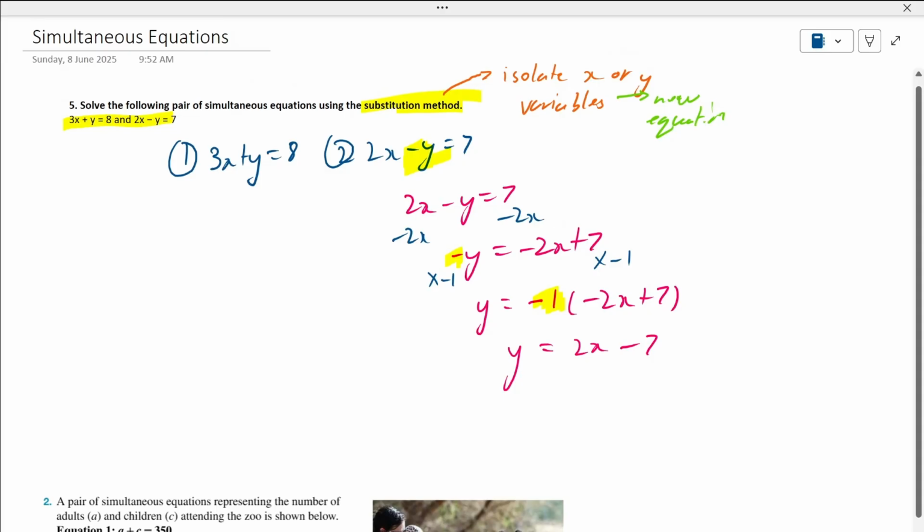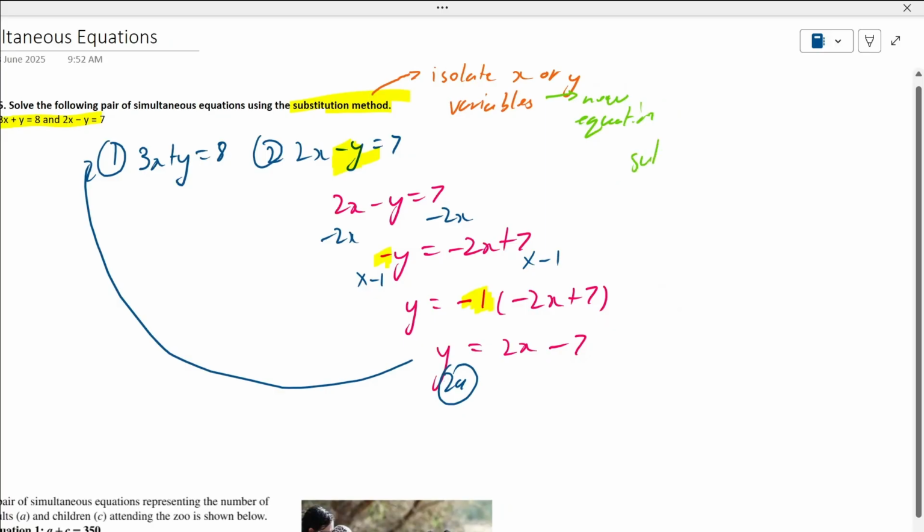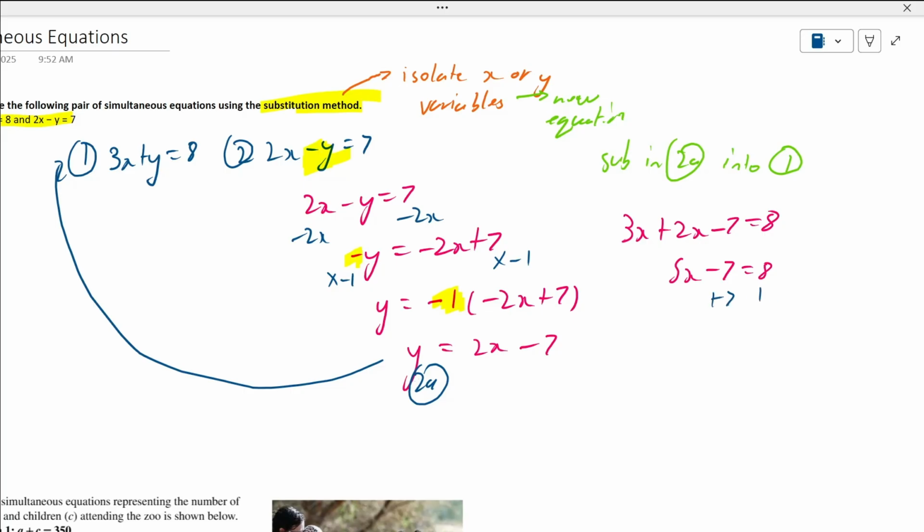Now we can substitute this in to equation 1 right here. So let's name this equation a new name, I guess. So let's say this is equation 2a now. So we can say in our steps, sub in equation 2a into equation 1. Okay, so let's just sub that in now. So we've got 3x plus 2x minus 7 equals 8. Okay, so that's 5x minus 7 equals 8. Now I'm going to want to put the 7 to the other side, so I add 7 to both sides. So that's going to be 5x equals 15.